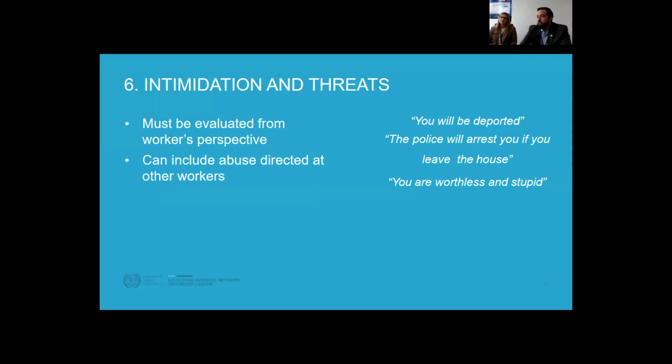And then we have intimidation and threats. So as you remember from the definition from Convention 29, forced labor is any work or service exacted by a person where he did not present himself voluntarily and under any kind of threat. So we must evaluate from the worker's perspective these threats, and we can include abuse directed at other workers as well. I mean, when other workers are threatened, it can be used to serve as an example to the whole group, for example.